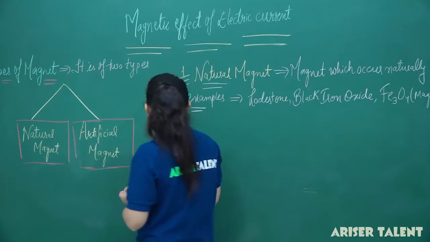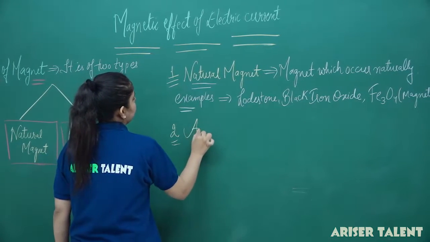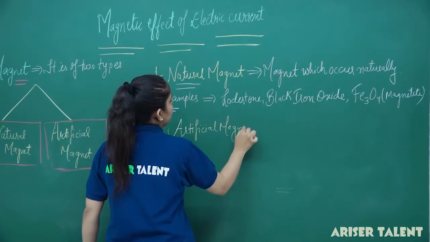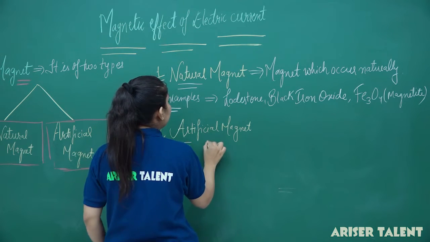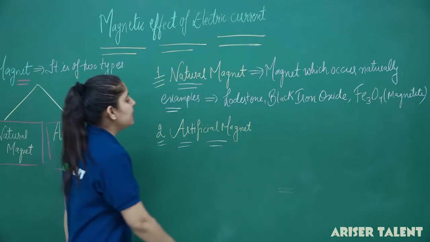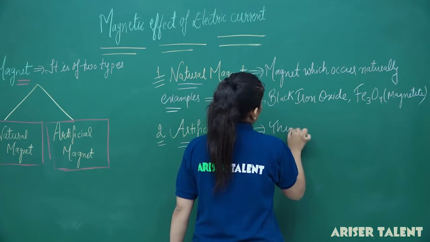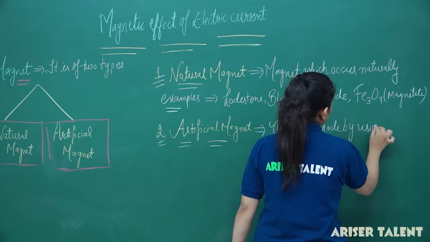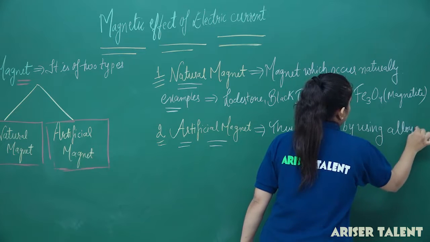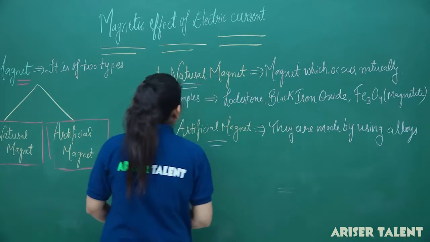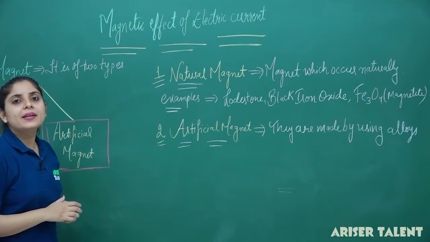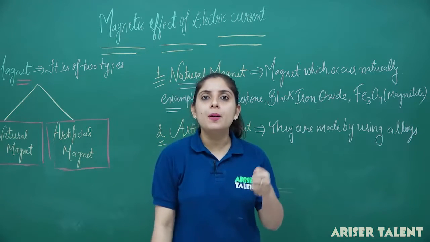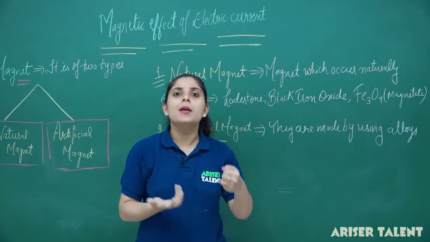Second category of the magnets we have is the artificial magnet. Now, as the name indicates, this will be made by using very strong materials or very good alloys. It means they are made by using alloys. Such type of magnets will be known as artificial magnets, and artificial magnets are basically used to enhance the properties of the natural magnet, so it can be used for the purpose which needs high electromagnets or high power magnets.